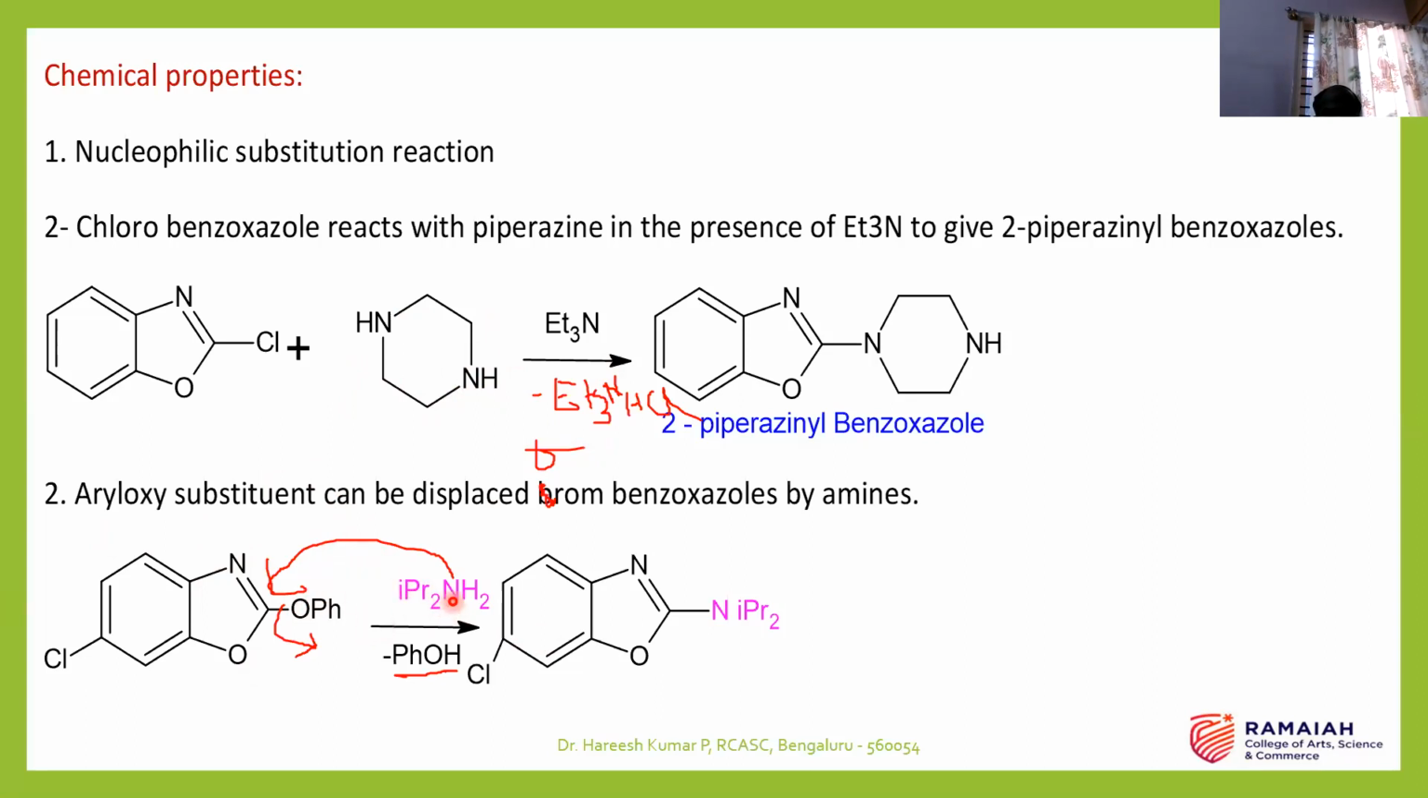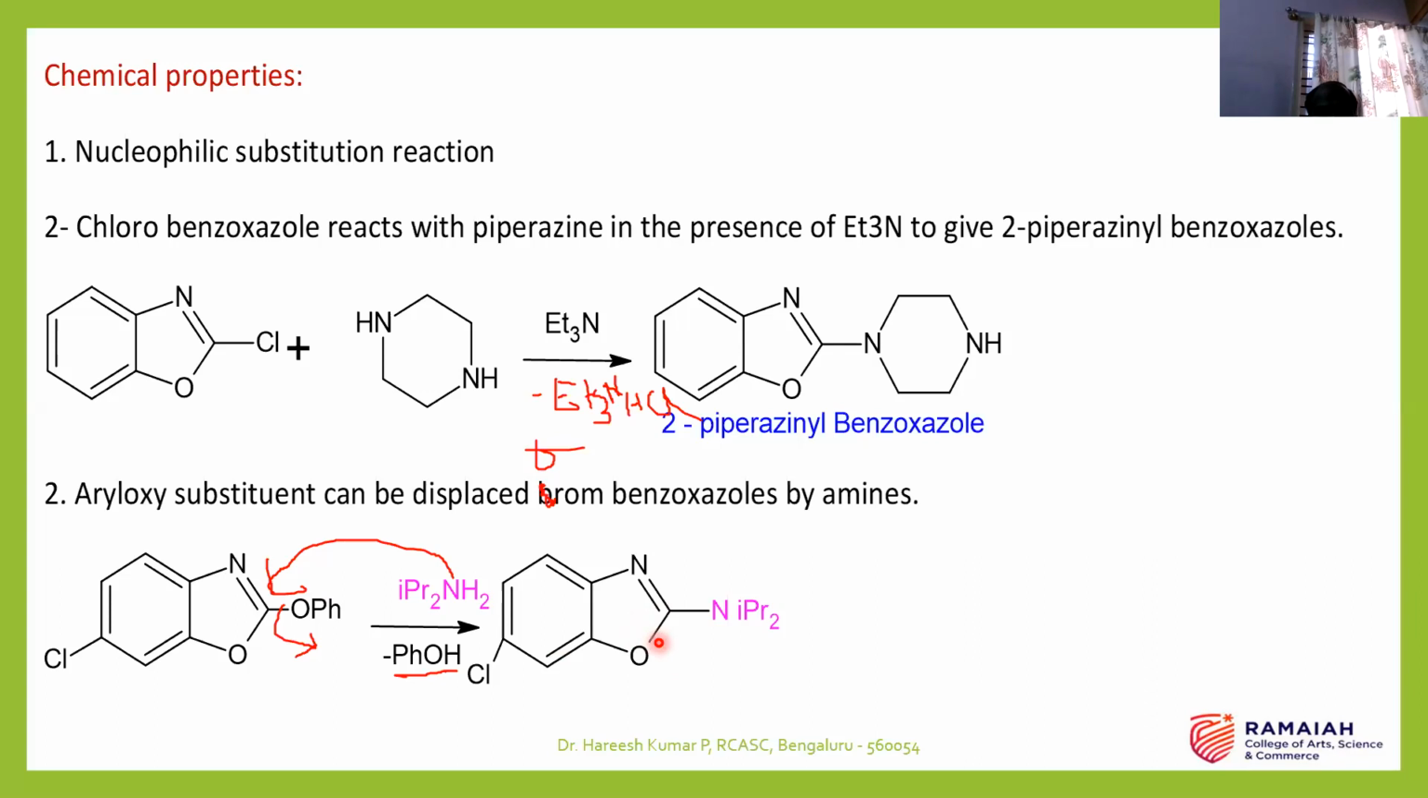Then, if we look at one more here, this is also a nucleophilic substitution reaction. So here, what will happen? Isopropylamine is a nucleophile. A substituent present at the second position of the benzoxazole is replaced. So that means it's nothing but a nucleophilic substitution only. But what we can say is that this is a phenoxy, otherwise aryloxy. Phenyl is an aryl group. Aryloxy can be replaced with nucleophiles such as amines. So here the leaving group is phenol and the product is this one. Okay, 2-amino isopropyl benzoxazole is the product.